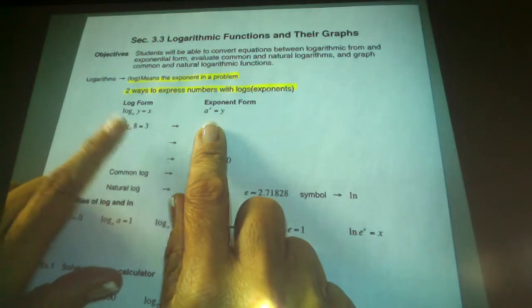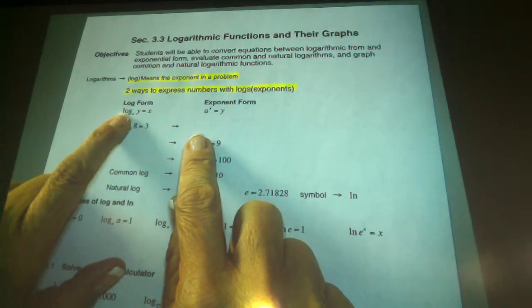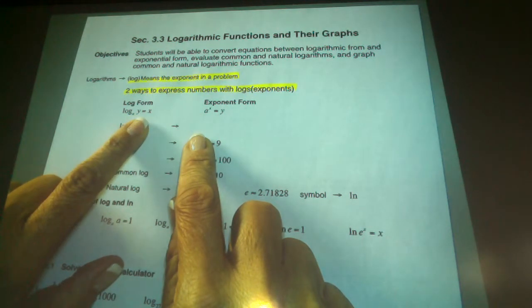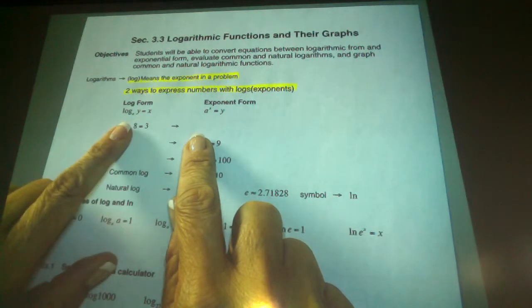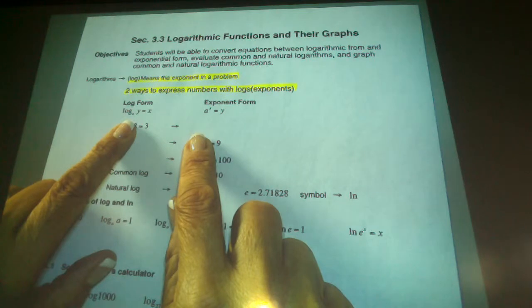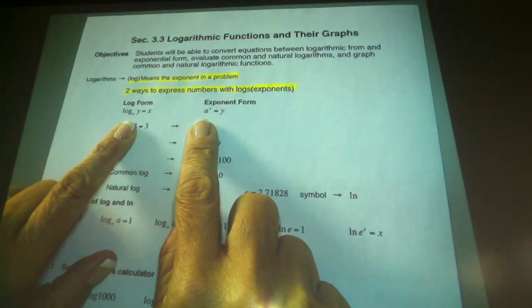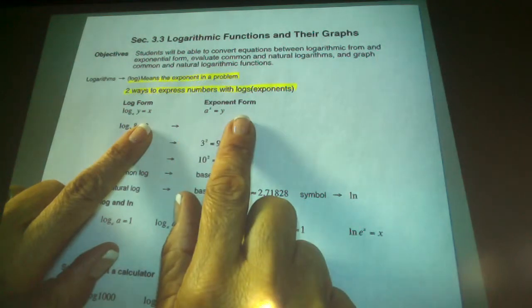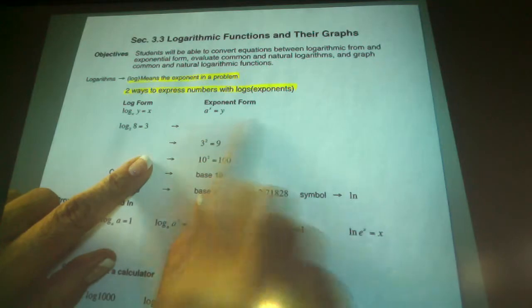So all you do is take the base of the log, so this is log base a, whatever that base happens to be, of y equals x. So to change it into exponential form, take the same base of the log, it becomes the base of the power. And then all you do is switch the x and the y. That's it. However you need to memorize that or learn it, just do it. You have to be able to go backwards and forwards.